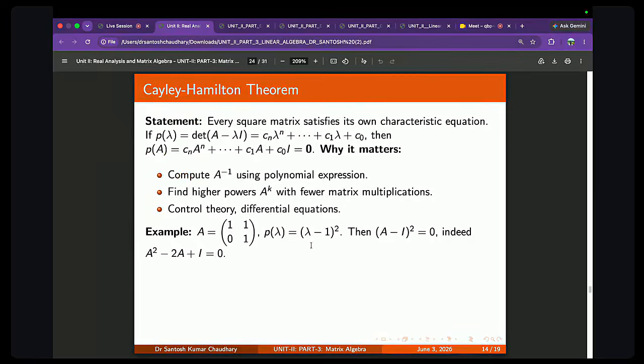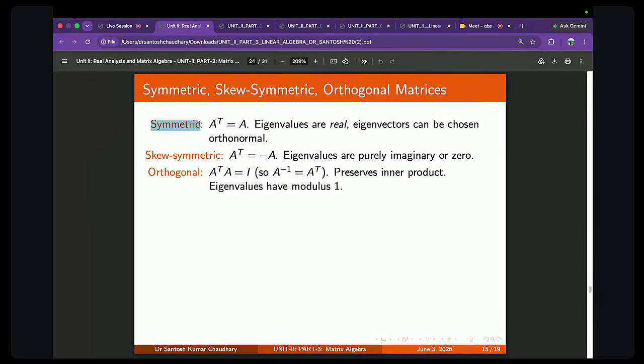Okay, let's start from here. What is the definition of a symmetric matrix? A square matrix A is said to be symmetric if A transpose equals A. What is transpose? In transpose, we interchange rows and columns. When we take the transpose, the first row becomes the first column, the second row becomes the second column, the third row becomes the third column, the fourth row becomes the fourth column, and so on. If the transpose becomes equal to the original matrix, then it is symmetric. Eigenvalues are always real. Eigenvectors can be chosen orthonormal.